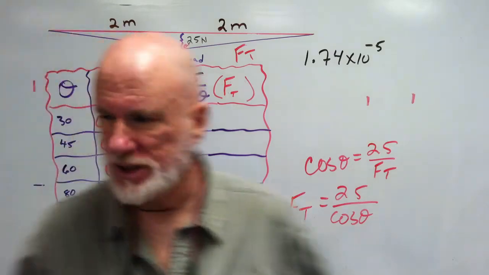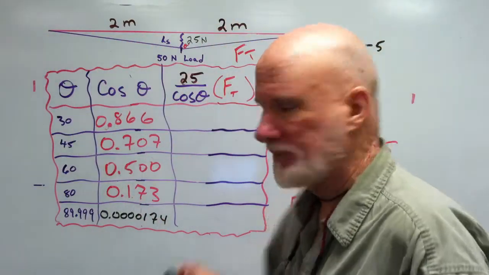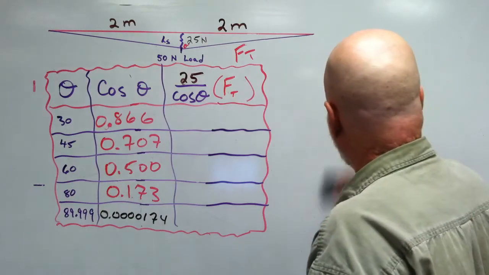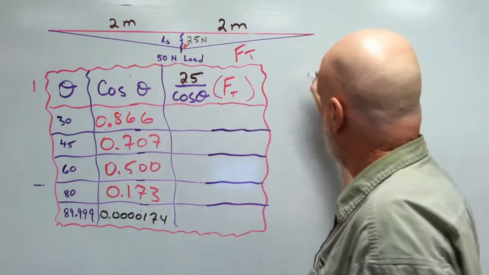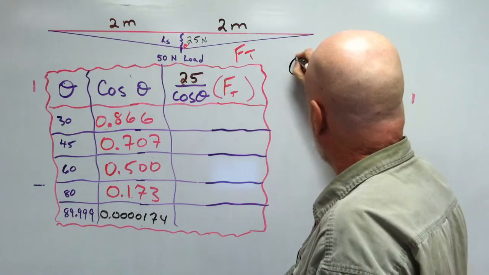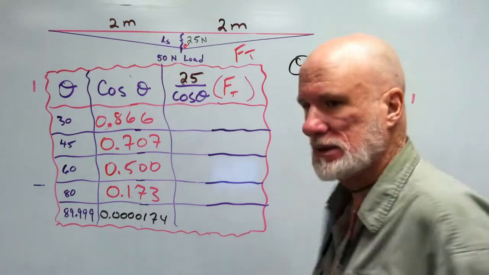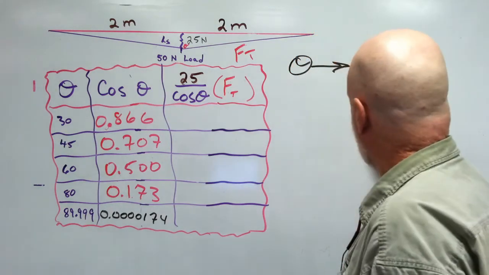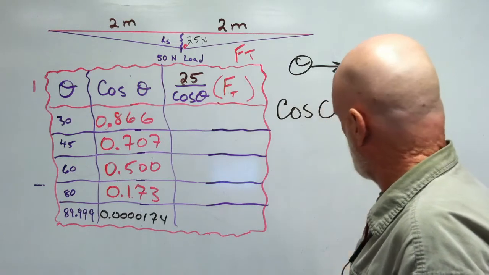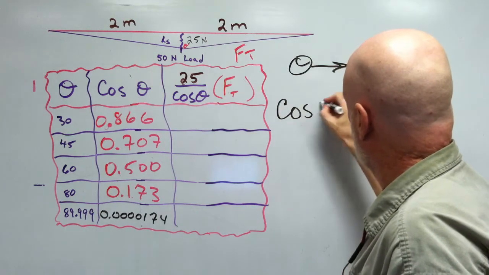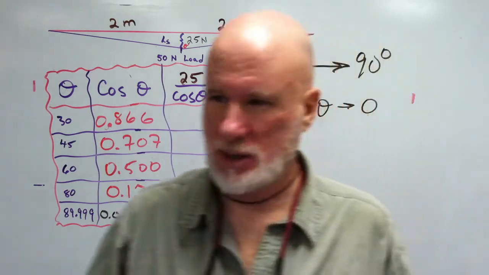Excellent. So you can see what's happening here. As theta increases and approaches 90 degrees, what happens? Cosine theta gets closer to 0, it approaches 0. You see that so far? Are you with me? Yes.